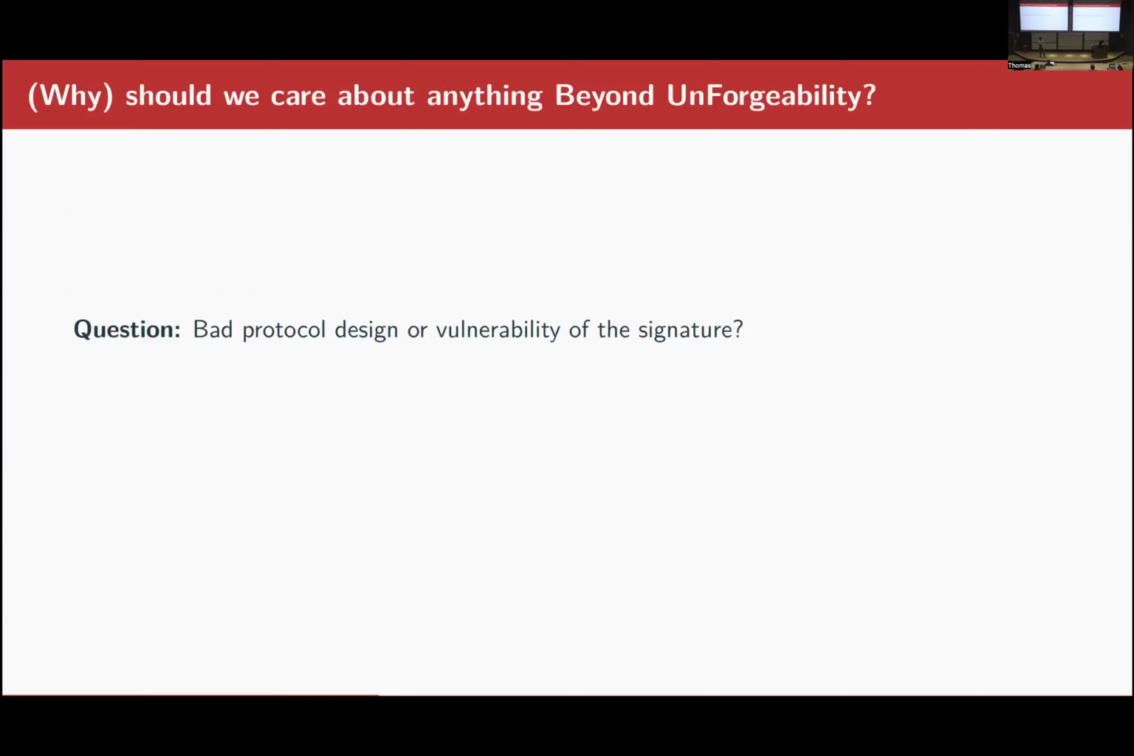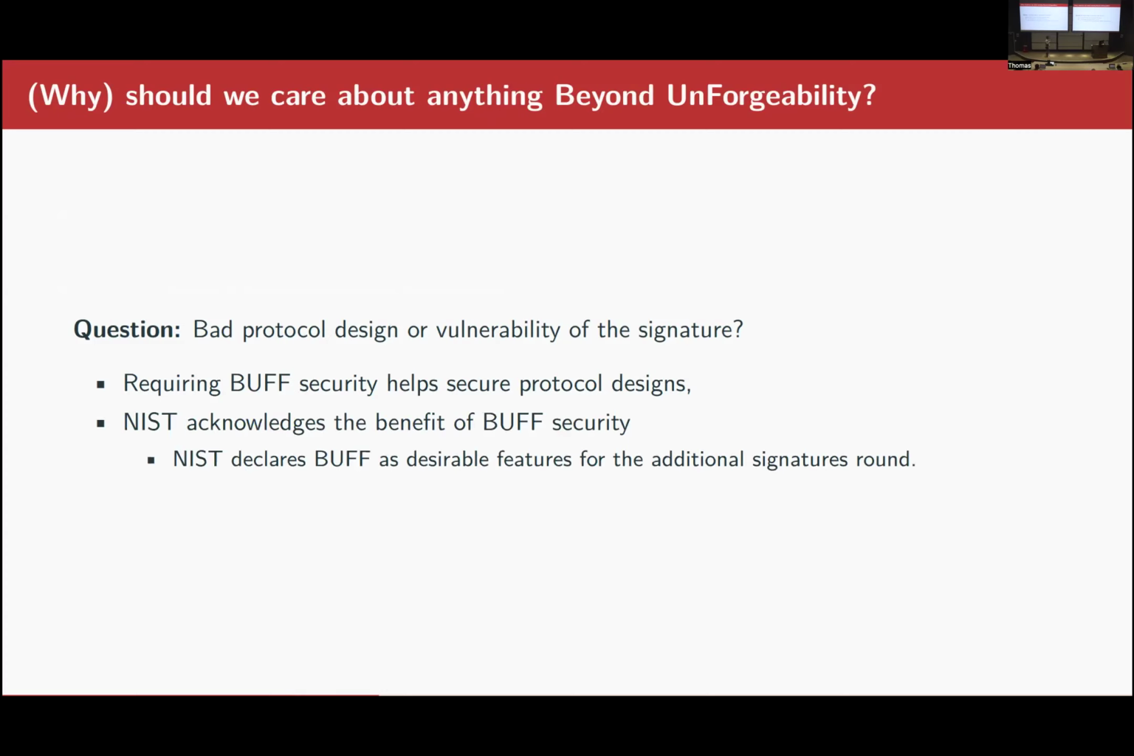So now you can ask, why should we care, or should we care about beyond unforgeability? You could argue that signatures are not made for covering these use cases, but in practice we see that they are used in these ways, and having BUFF security is a way to increase security. If someone uses or creates protocols and doesn't do a full security proof, then we have some more guarantees at least. And NIST acknowledges this and declares BUFF security as a desirable feature for this additional round.